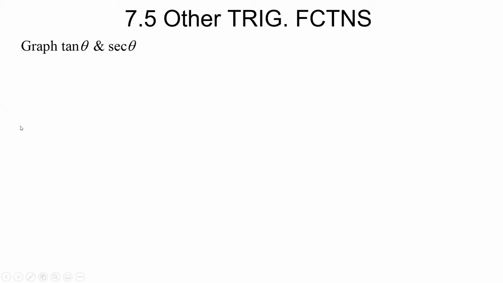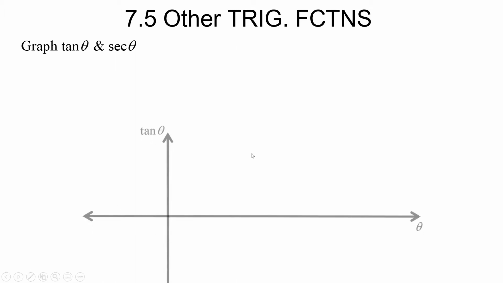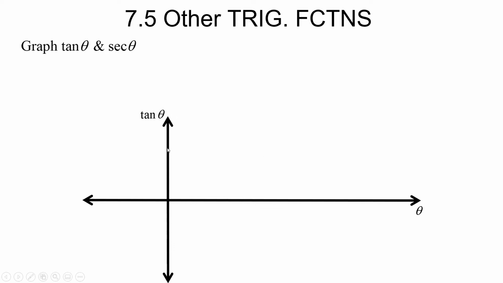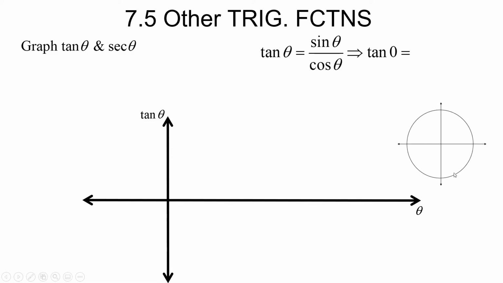So tangent of theta. Well, here's how we graph tangent of theta without a calculator. All right, let's think about tangent and our reciprocal relationships. Now, isn't tangent sine over cosine? So tangent of theta is sine of theta over cosine of theta. And then I can just do a circle centered at the origin, even at the unit circle here. So tangent of 0 would be, all right, well, here we go. There it is right there.